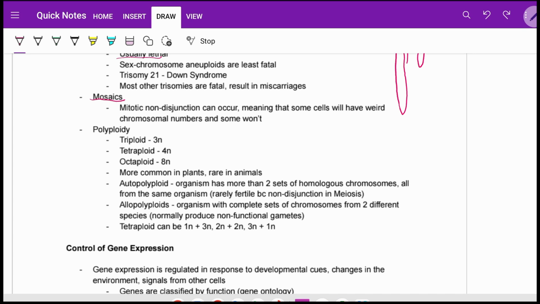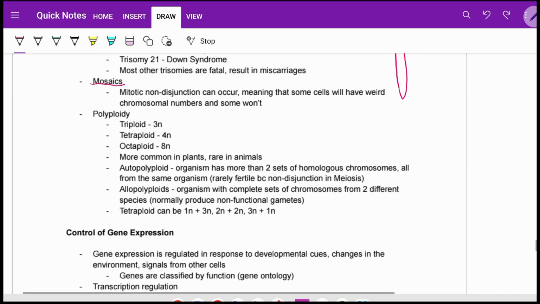Also, if this happens early in development, then you could be, quote unquote, 25% Down syndrome, which means 25% of your cells have trisomy 21 and the rest are healthy. So then you would have much more mild symptoms compared to someone with all of their cells having three copies of chromosome 21. You have much milder symptoms than full. So that's kind of how mosaicism works.